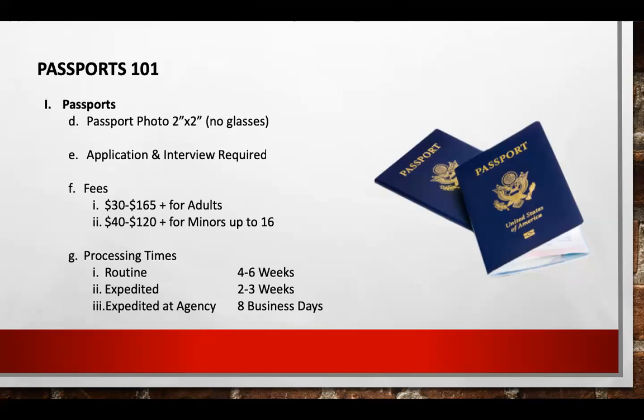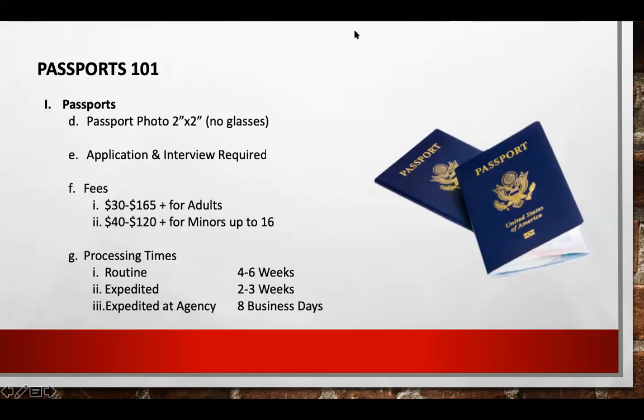So things like this, these general parameters, are important for you when you're working with your client. If they've got time to do the regular routine order, they're not traveling for another 4 or 5 months, go ahead and do the routine order. But if they're going to be traveling in the next couple months, they may want to do the expedited request.